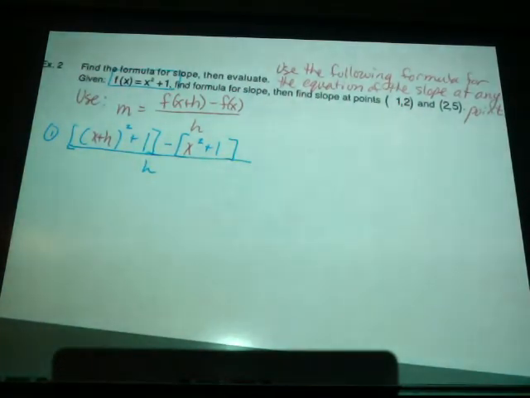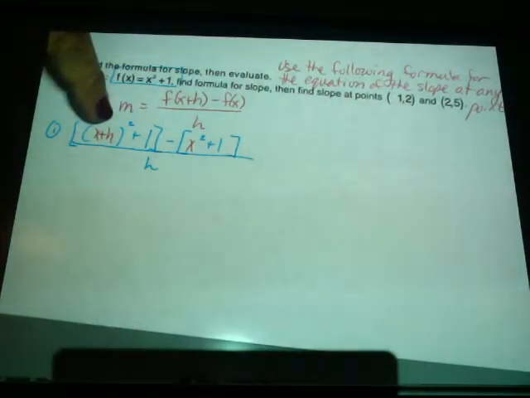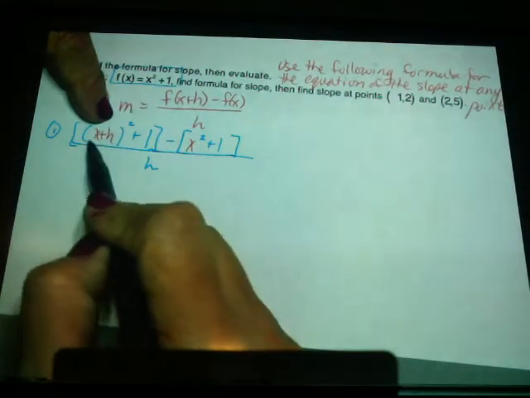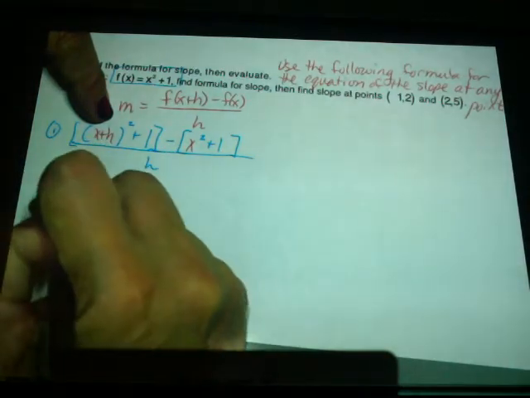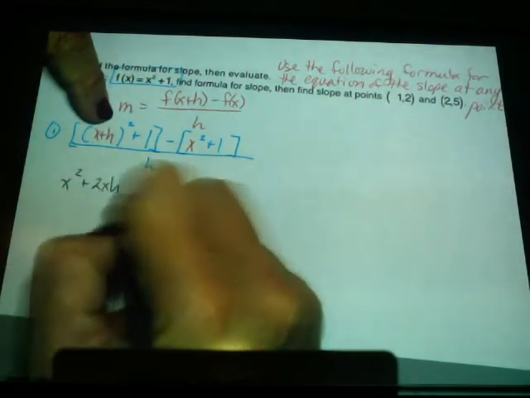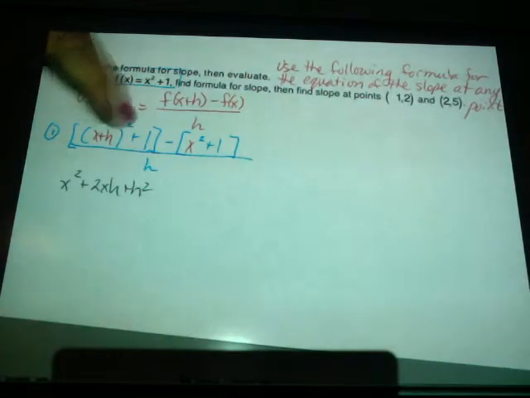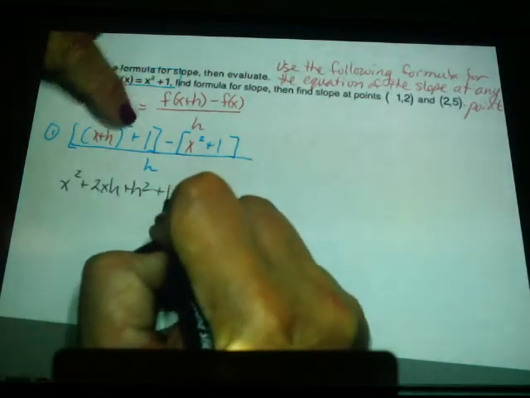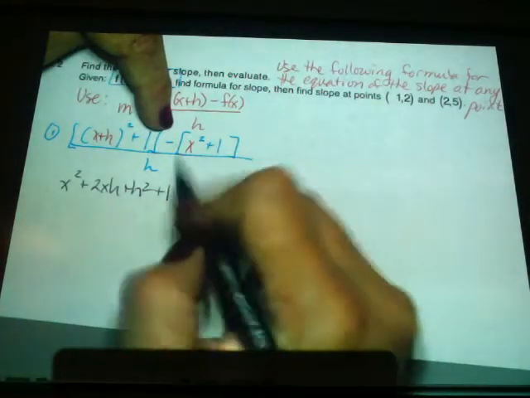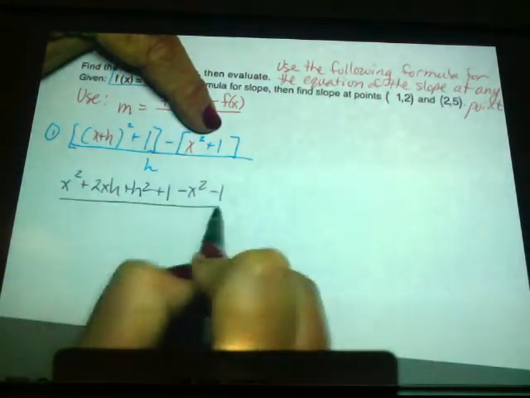Some of the problems that I saw in your quiz was that the majority of you are, but some of you are not multiplying this out correctly. So if I FOIL this, x plus h times x plus h, I actually get x squared plus 2xh plus h squared. That's what that binomial squared is. Plus the 1. Then distribute this negative to everything here, so minus x squared minus 1, all divided by h.